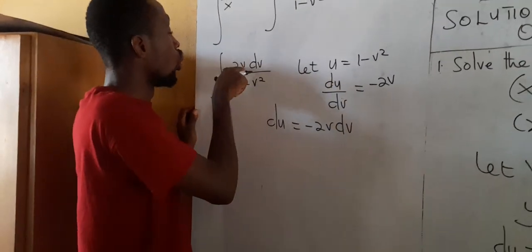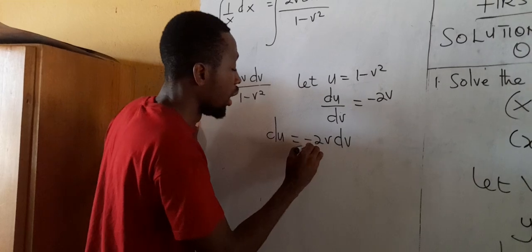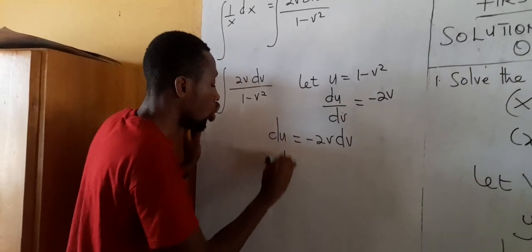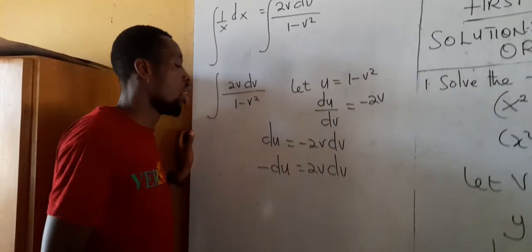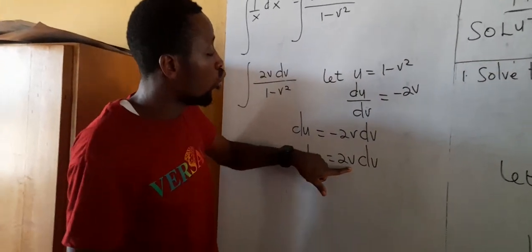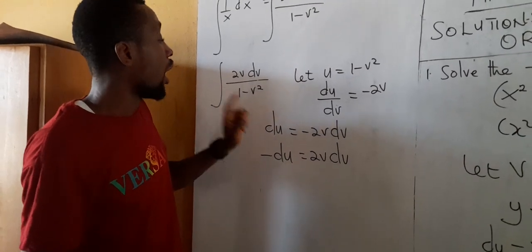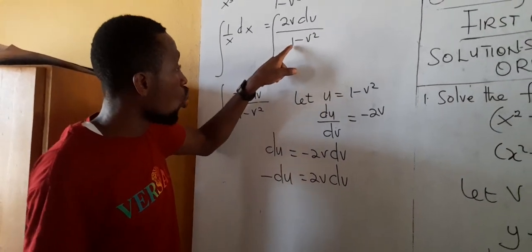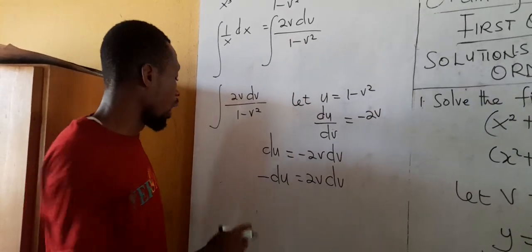Now we need 2v dv. So what do we do? We divide both sides by negative 1. So we get negative du is equal to 2v dv. Now, any place we see 2v dv, we'll put negative du. I hope you get that. And in place of 1 minus v squared, we'll put u, so that we can integrate.